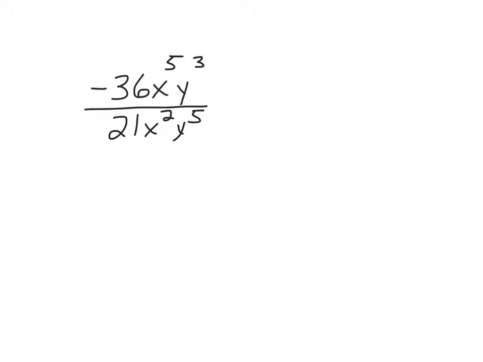Here's another example. Negative 36x to the fifth y to the third over 21x squared y to the fifth. This time, I'm not going to break it up quite as much as in the first two problems. I'm taking a look at the negative 36 and the 21, and I know that a common factor of 36 and 21 is 3. So I'm going to divide each of those by 3, which means that the coefficients are now a negative 12 and a 7. Next, I'm going to take a look just at my x terms.